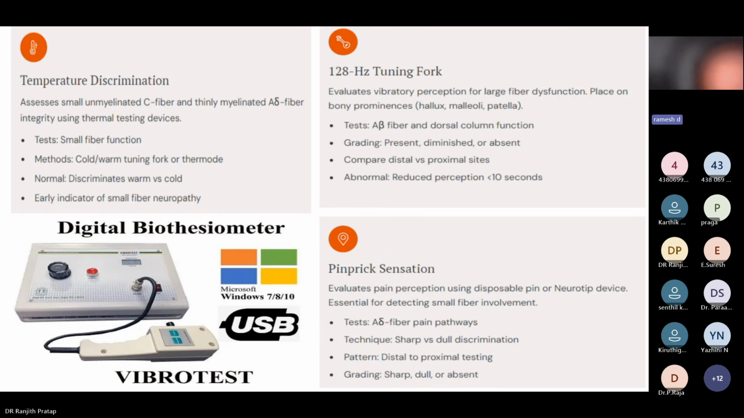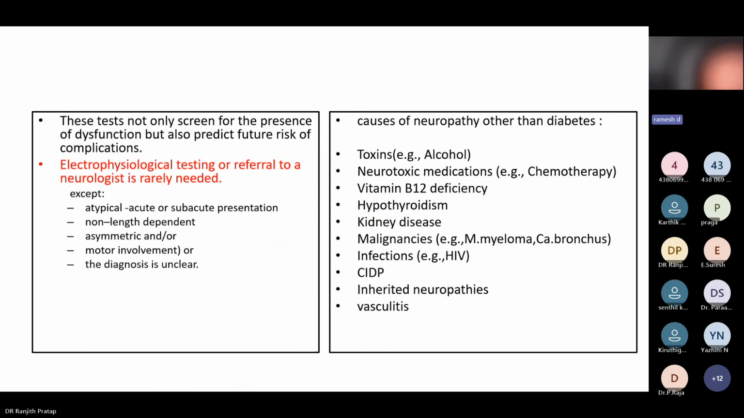Then another small fiber function is pinprick sensation. We can use the Neurotip device or small pin heads. We can assess whether the patient is feeling the pinprick sensation or not, grading it as sharp, dull, or absent. If there is a loss of pinprick sensation distally, you have to go from distal to proximal. ADA recommends that these tests not only screen for the presence of dysfunction but also predict the future risk of neuropathic complications, especially foot at risk and ulcer risk.